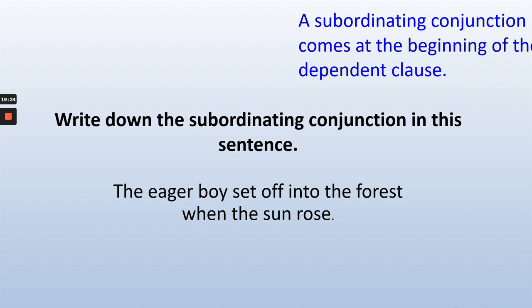Fantastic. Let's see if you identified it correctly. When is the subordinating conjunction. The eager boy set off into the forest. That's your main clause. When the sun rose is the dependent clause that doesn't make sense by itself in the sentence. When comes at the beginning of the dependent clause, and the word at the beginning of the dependent clause is the subordinating conjunction. Give yourself a tick or press pause while you check over your answer.